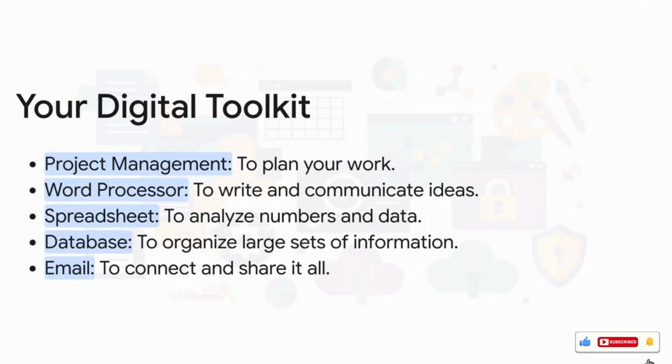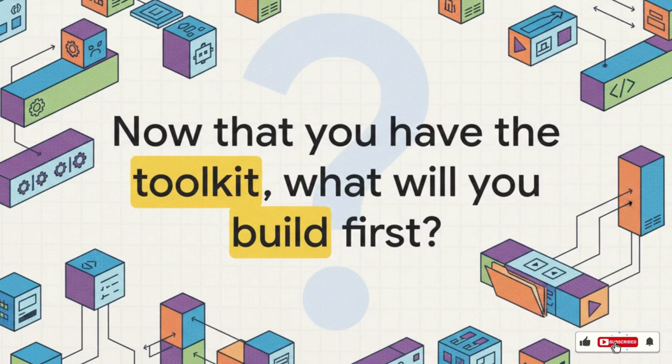So let's do a quick recap of our toolkit. We've got project management software to plan our work. We've got word processors to write and share our ideas, spreadsheets to analyze data, databases to organize huge amounts of information, and finally, email to communicate and connect it all. So there you have it. That's the blueprint for your own essential digital toolkit. These applications are the building blocks for creating, organizing, and sharing everything you do, and doing it well. So really, the only question left is, what will you build with them first?